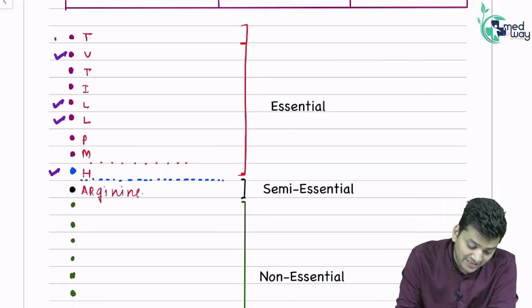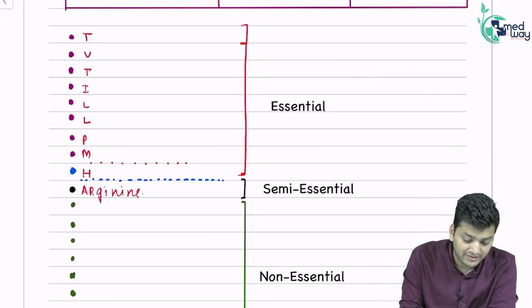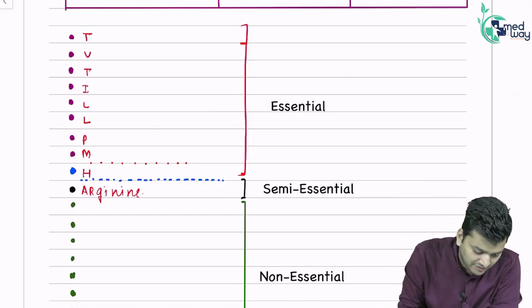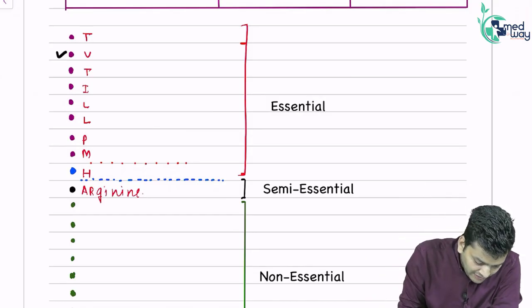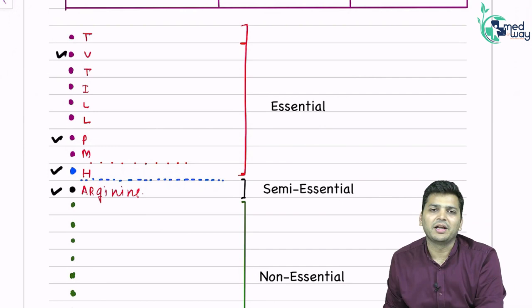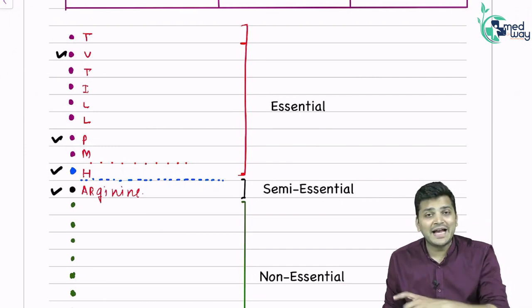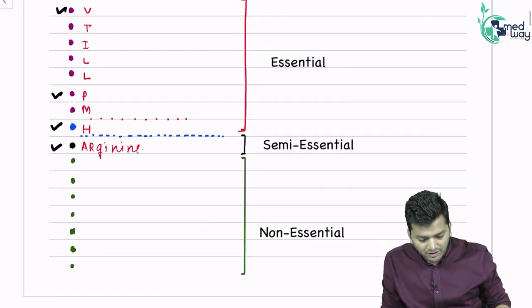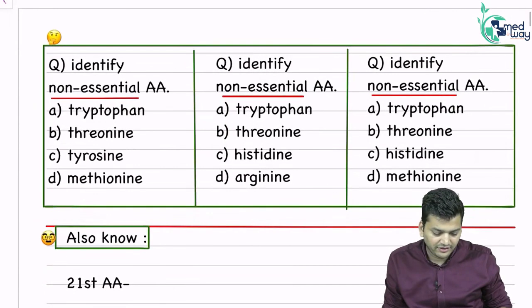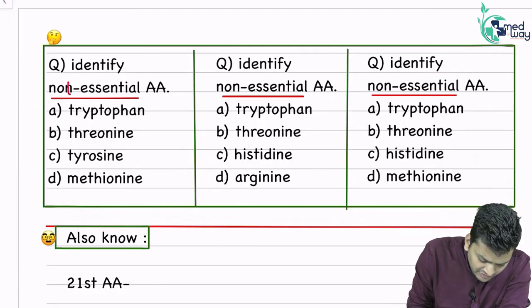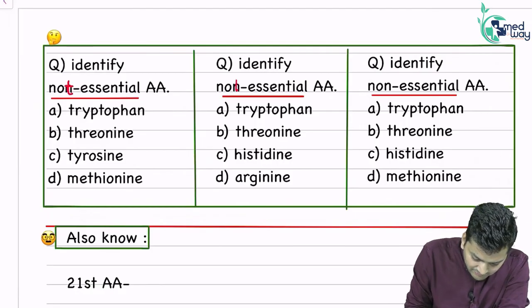But if I change the options, listen to the words again. Which of the following is not essential? The options are valine, phenylalanine, histidine, and arginine. What are you going to select? Arginine, right? In that case, you will consider histidine as essential. So the questions are written like this: which of the following is not an essential amino acid? Instead of non-essential, they just write not essential.